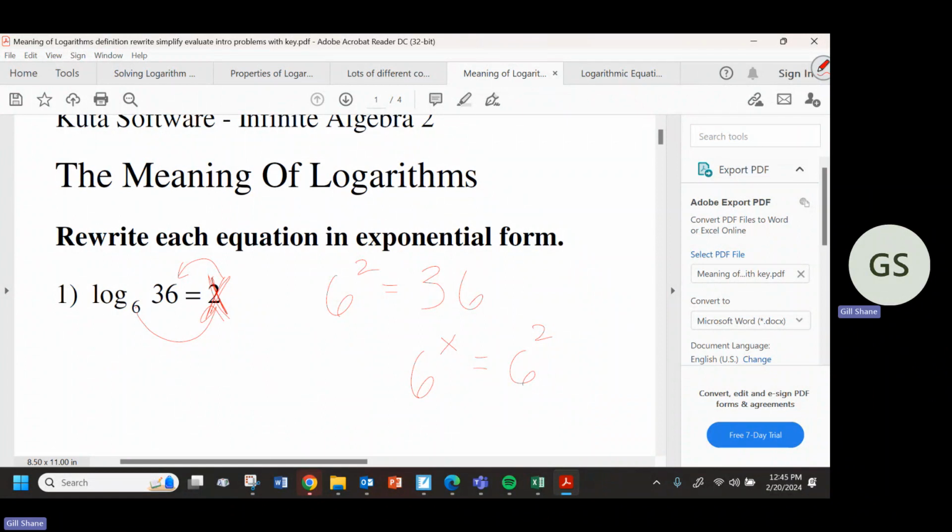Well, there's no real answer to this because they've given you everything. There's nothing missing, so there's no answer. We're just rewriting it.